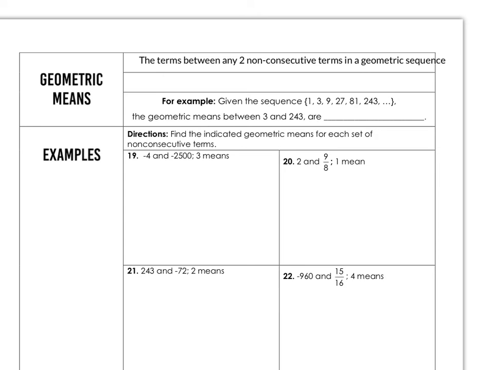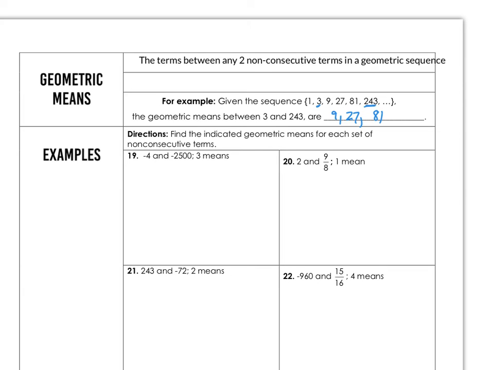Okay, so now for the last page. This looks at the geometric means, very much like the arithmetic means, where it's the terms between any two non-consecutive terms in the geometric sequence. So if you're given this particular sequence, the geometric means between 3 and 243 would be 9, 27, and 81. That's the 3 numbers in between them.